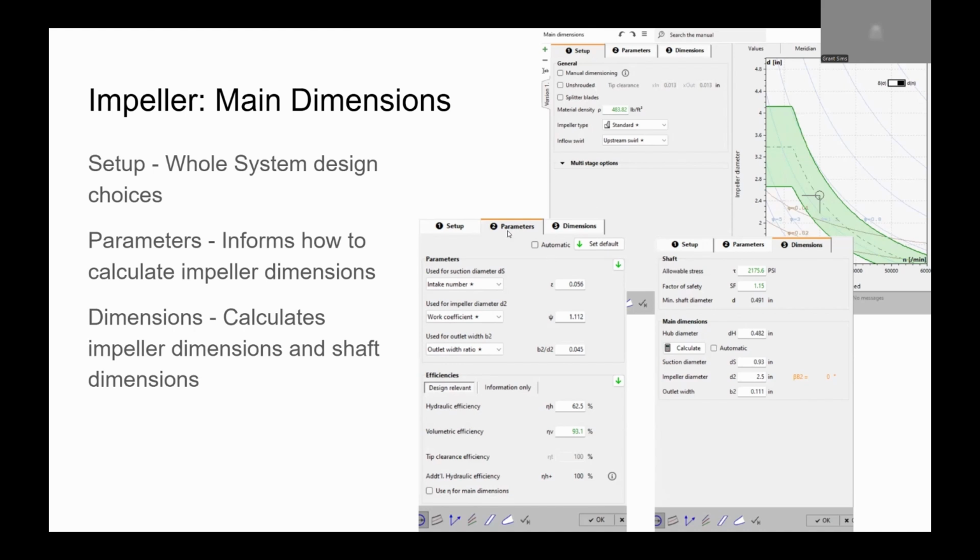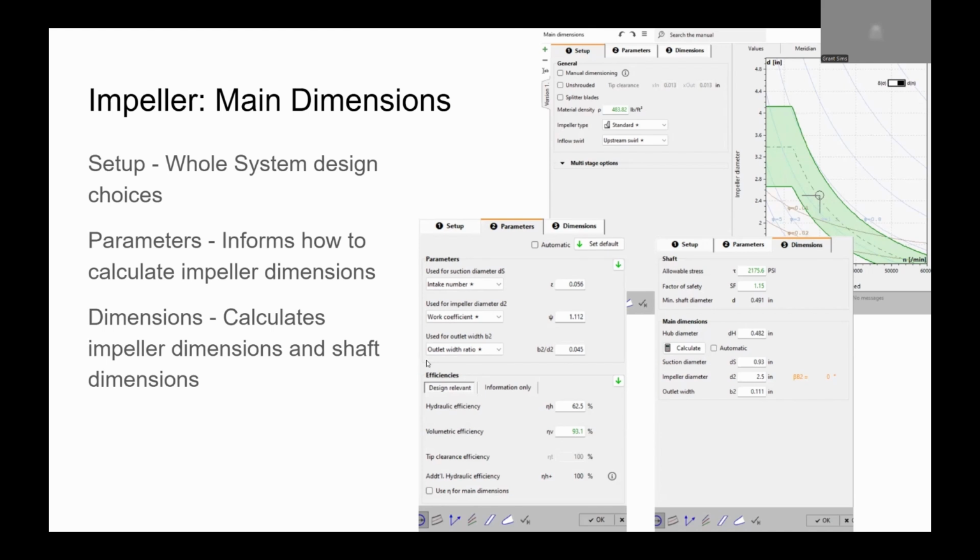If we go to parameters, this is basically how CF Turbo is going to calculate your dimensions. It uses a bunch of dimensionless parameters that are set based on your initial conditions from the global setup. There's intake number, which I'm honestly not sure precisely what it is, but it's related to your suction diameter. Work coefficient is a dimensionless parameter that informs your impeller diameter. In combination with your Cordier diagram, it gives you your impeller diameter.